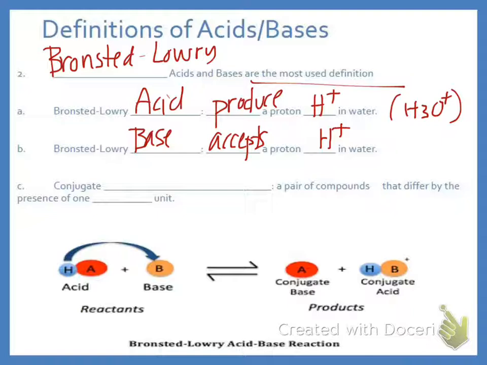So a while ago for the RNES we said that to be a base it had to be able to produce a hydroxide. This definition is saying as long as it can accept that hydrogen from the acid, it's considered to be a base. Okay? And then within this definition we have something called a conjugate acid base pair. Okay? And it is a pair of compounds. They're going to differ by the presence of one hydrogen unit.